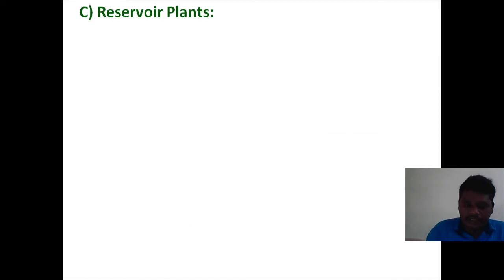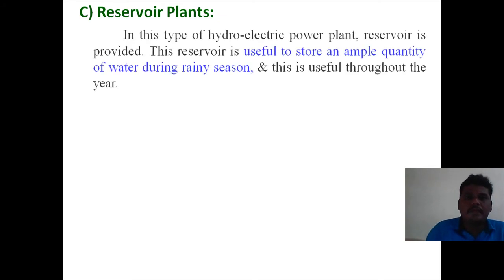Reservoir plants. Generally, our plants are reservoir plants. A reservoir stores the water's potential energy. In this type of hydroelectric power plant, a reservoir is provided. This reservoir is useful to store an ample quantity, meaning a huge quantity of water, during the rainy season. When the rainy season comes, plenty of water is stored. This is useful throughout the year. Even when there is no rain, during the summer season, they can use the water throughout the year. Whenever there is rainfall, they can store the water.